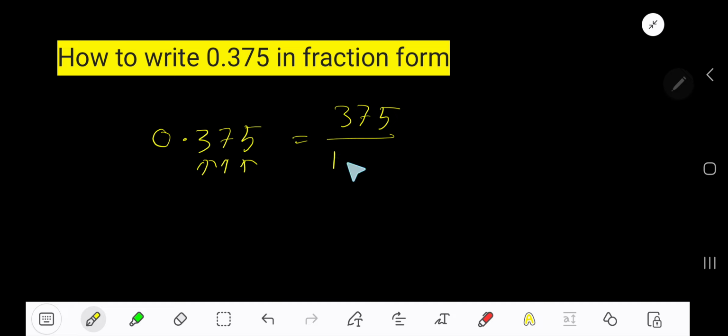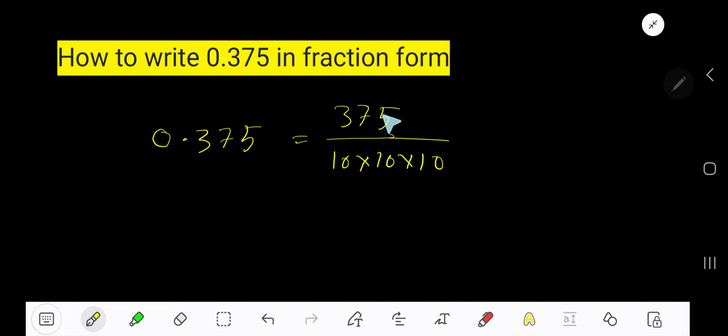We have 3 digits, so write 10 three times as a multiplication. So we are done. This is the fraction. Now your task is to reduce this fraction. So how to do that? If you want to simplify a fraction in one step, then you need to divide the numerator and denominator by the greatest common divisor.